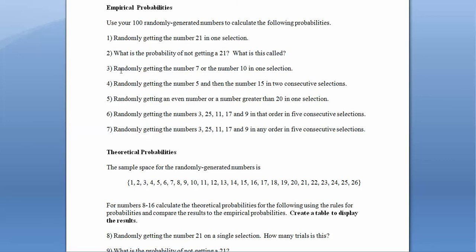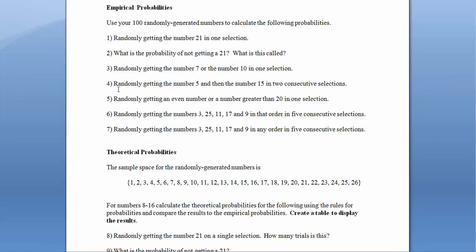So for number 3, 7 or 10, even though we know "or" refers to the addition rule, we're not really going to formally use the addition rule, but we are going to add up how many 7s and 10s are in there, because those are mutually exclusive. They cannot occur at the same time when I hit that button on the calculator.